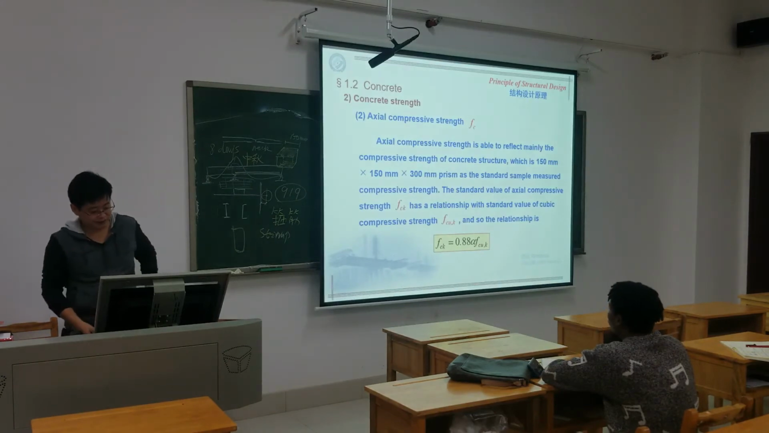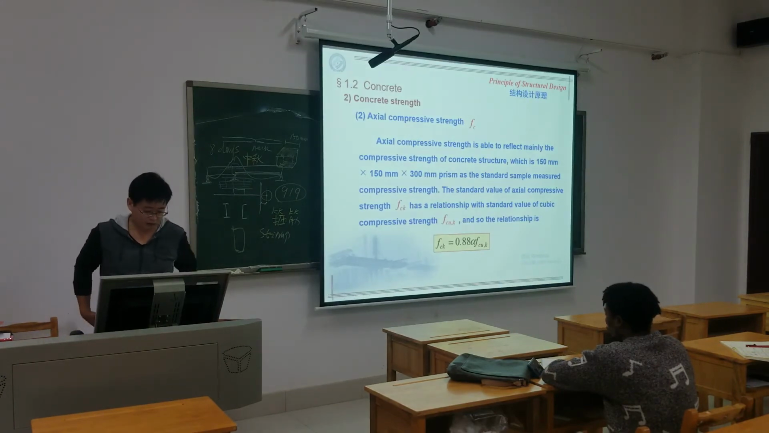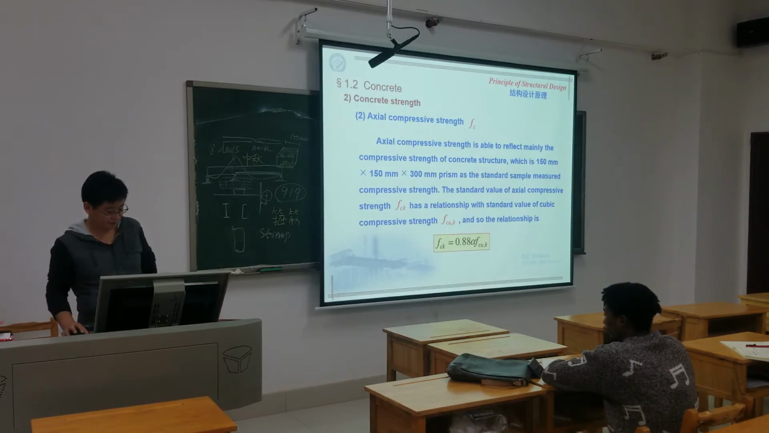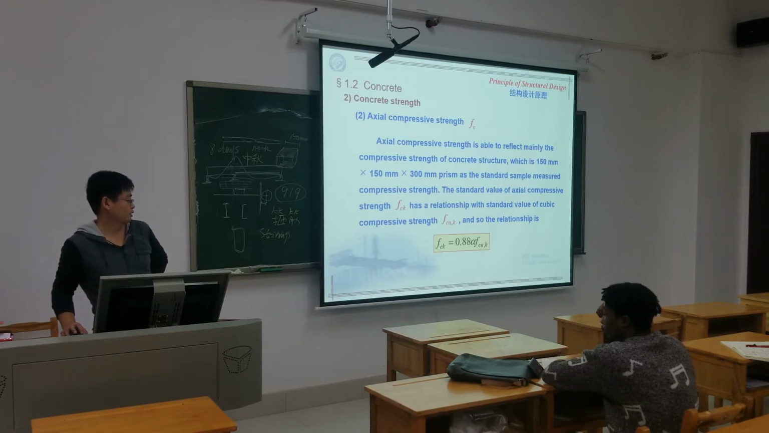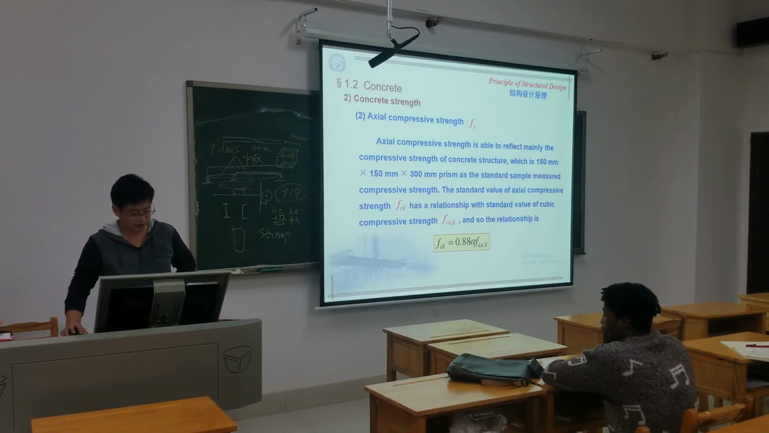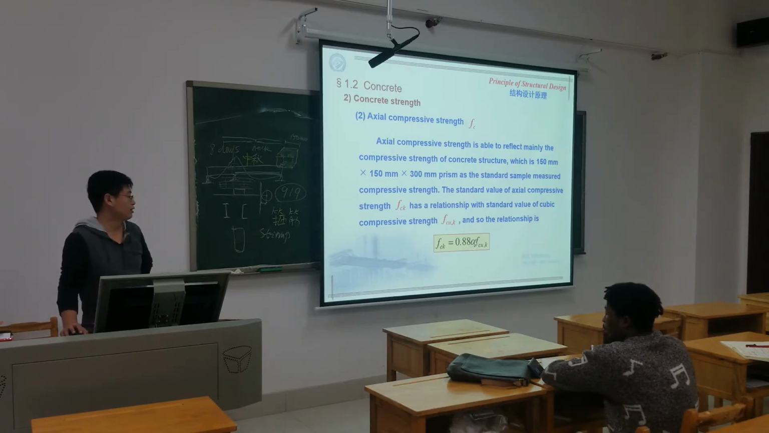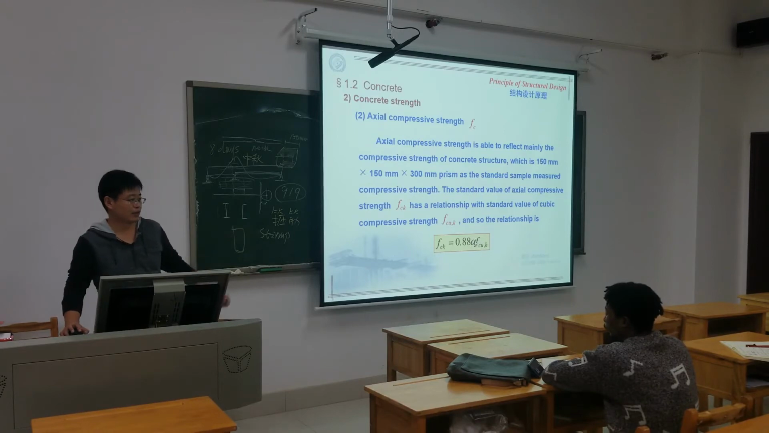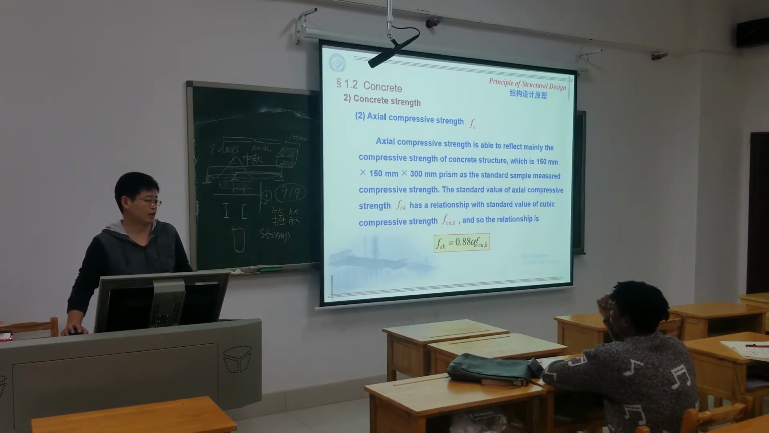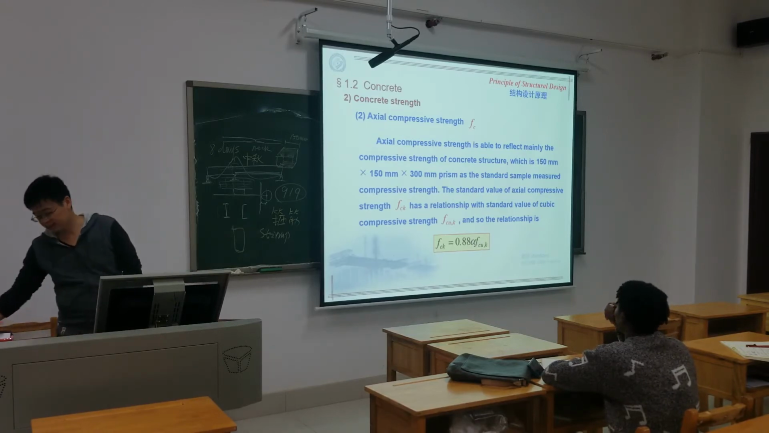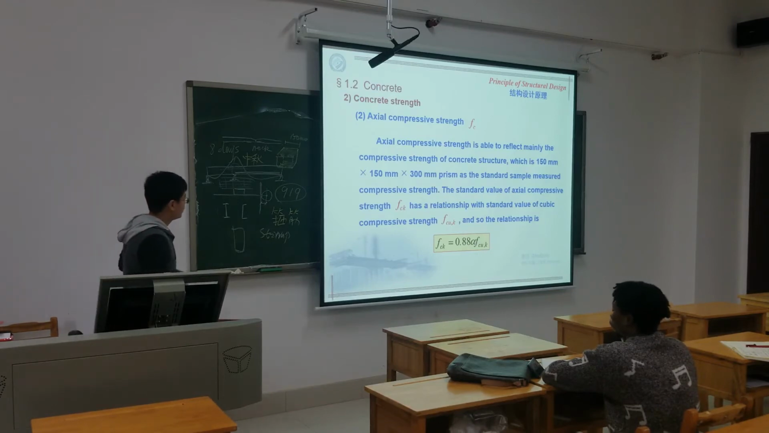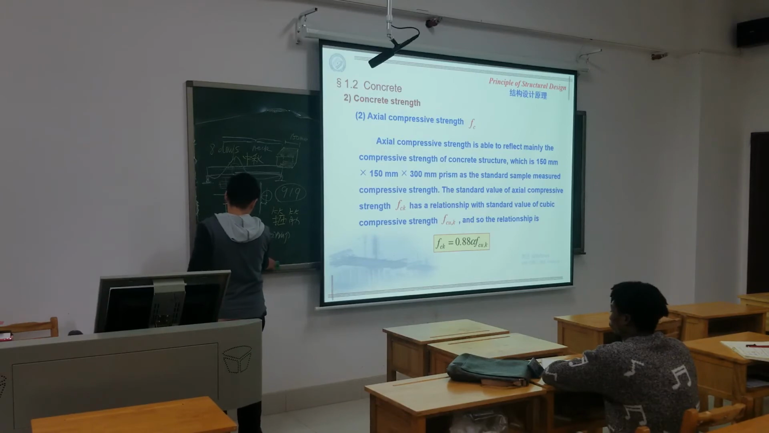Okay, we finish this part. The actual compressive strength also has this relationship with the cubic strength: 0.88 times alpha, where alpha equals 0.76 for normal strength concrete and a different value for high strength concrete. When you go to the book, you can see the list.